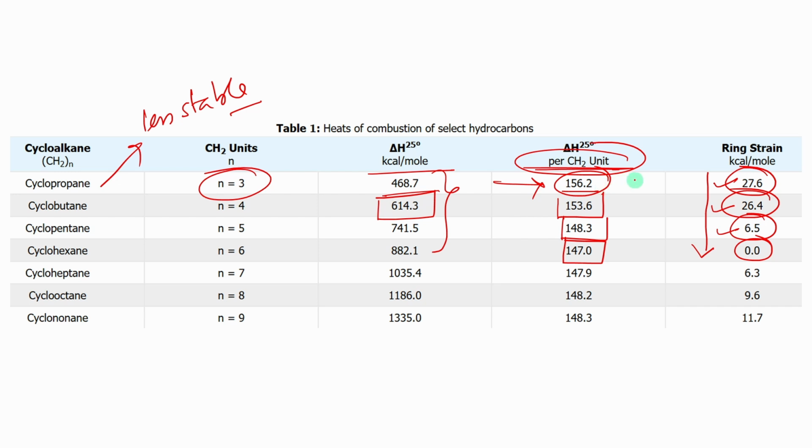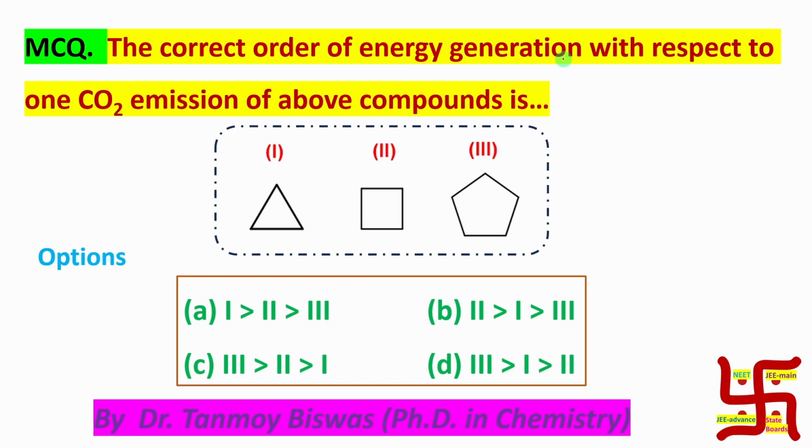So this is very interesting. And if you say, sir, beyond cyclohexane, if I go to cycloheptane, the ring strain also increases, that's why this value again increases. I'll not go into details of those values. So what was our question? The correct order of energy generation with respect to one CO2 emission.